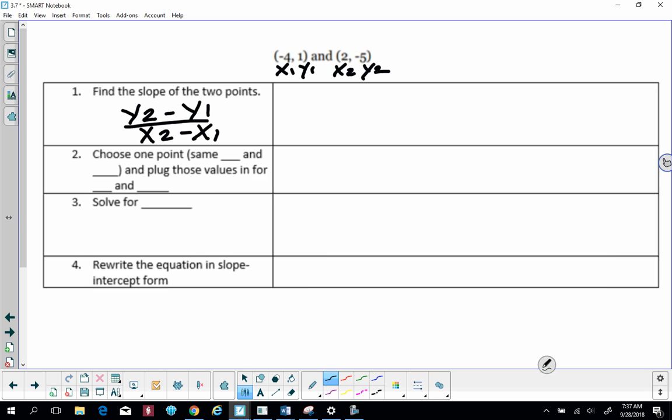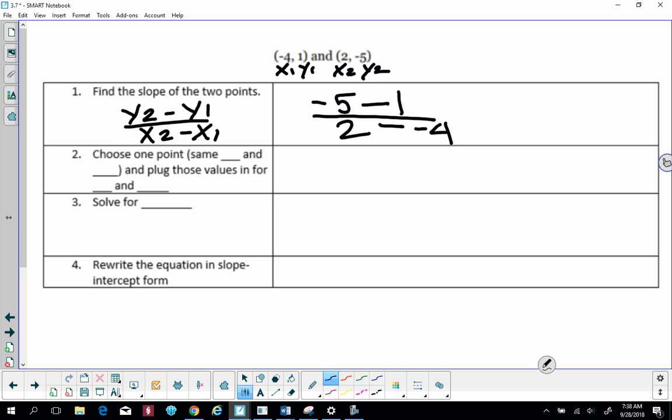And so you can see that's why we did it as our "do now," so that we can make sure we remember how to do this. Then what do we do? Plug it in, right? So instead of y2, I'm going to put -5, minus what's our y1? 1, over our x2, which is 2, minus, and our x1 is -4. Remember, you could put this right into your calculator, and it will simplify it for you just in case.